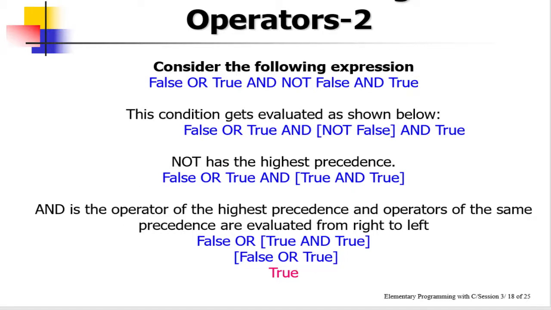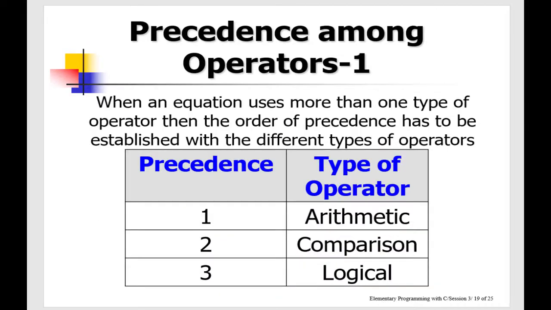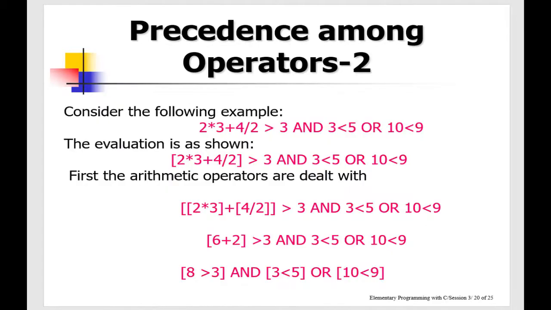Let's look at the general precedence rules among the operators. When an equation uses more than one type of operator, then the order of precedence has to be established between the different types of operators. We start with the arithmetic operators, then we move to the comparison and end up with the logical operators. Let's look at a simple example. We have 2 times 3 plus 4 divided by 2 greater than 3 and 3 less than 5 or 10 less than 9. Let's copy this and do it together in a notepad.